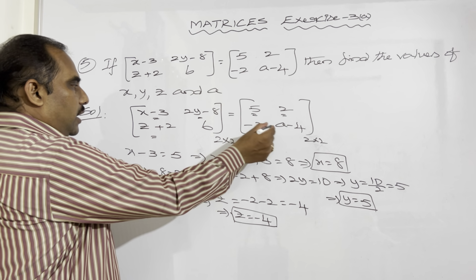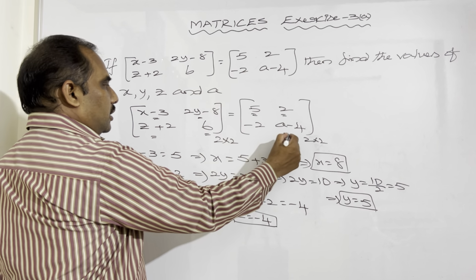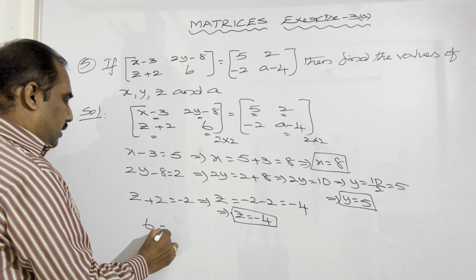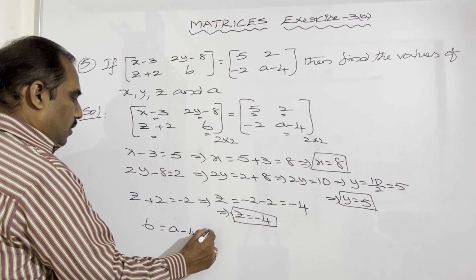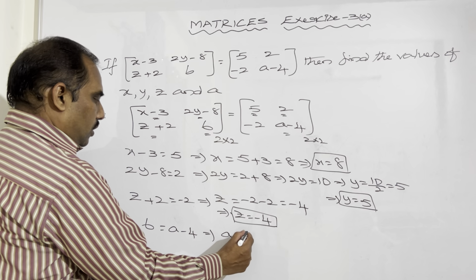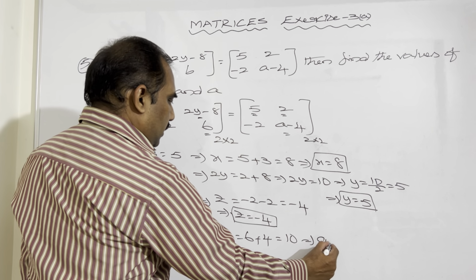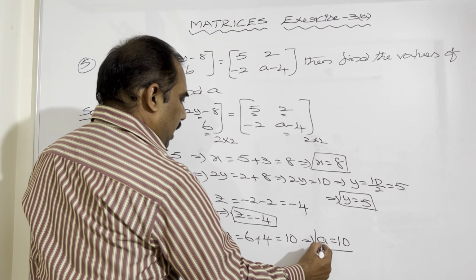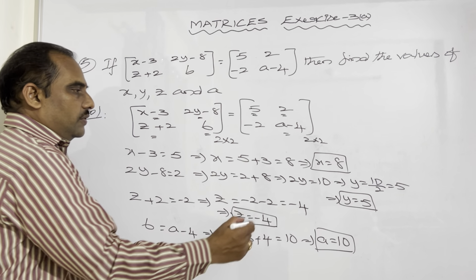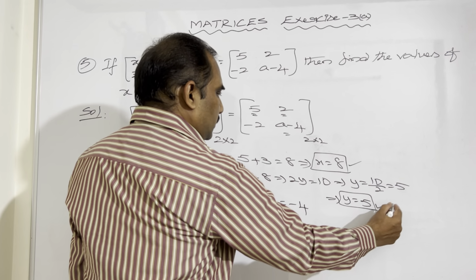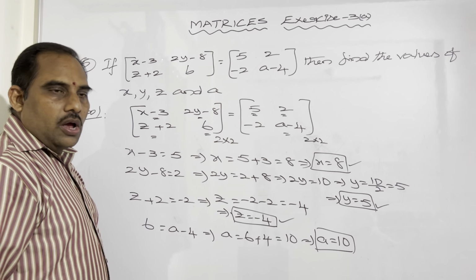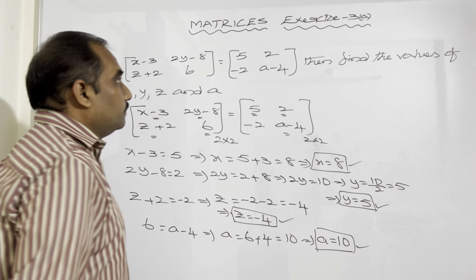Again, to find the value of a, the corresponding elements are 6 is equal to a minus 4. From this, a is equal to 6 plus 4, which is equal to 10. So that implies a is equal to 10. Like this we can find the values: x is 8, y is 5, z is minus 4 and a is 10.